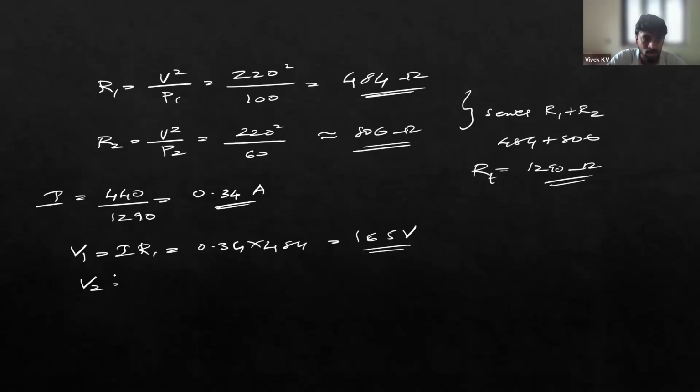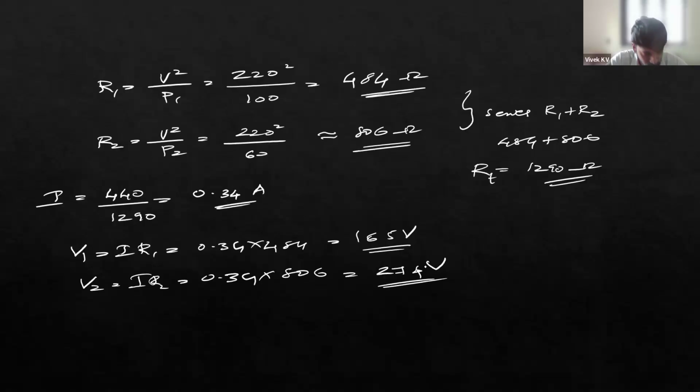And what is the voltage across the second bulb because of the external voltage supply? That will be I into R2, so 0.34 into 806 ohm, which is 274 volt. The bulb has a voltage rating, and the voltage rating of the bulb is 220 volt, which means that is the maximum voltage the bulb can withstand.